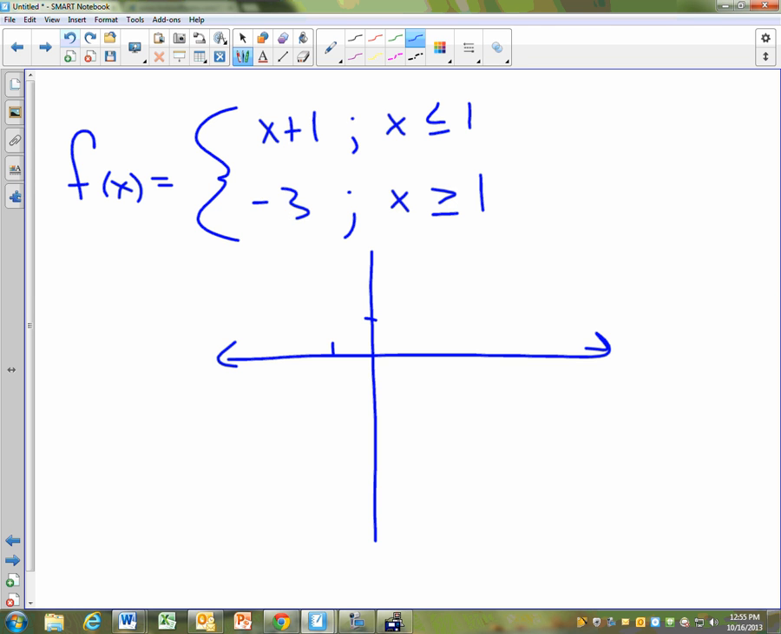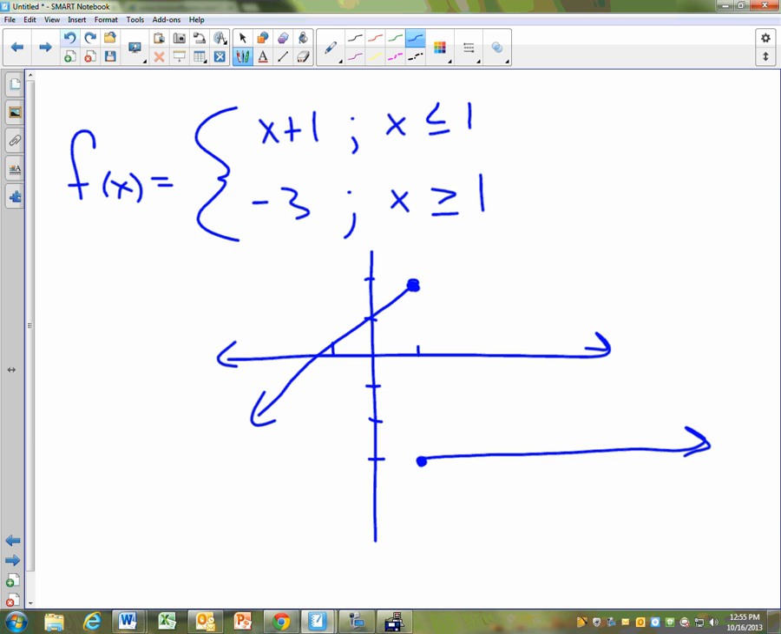It passes through positive 1, and it has a slope of 1, and so it's going to look like this. And it only goes to a value of 1, so I close the circle on it. So that's what the piece of that function looks like. Then you look at -3. What kind of graph is that? That is a horizontal line that goes through -3, and it picks up for values bigger than 1. And it has an equal sign, so I go like that. So that's what you have.